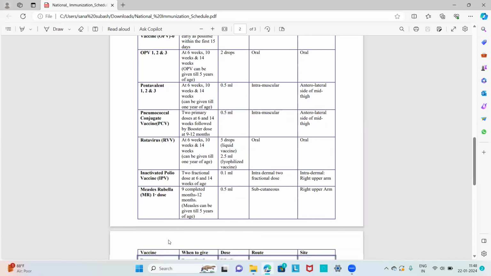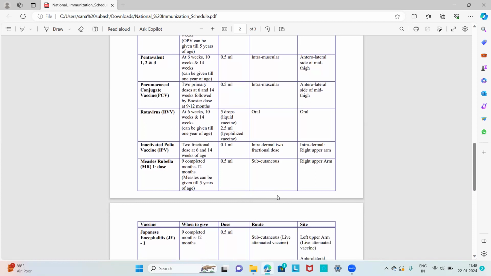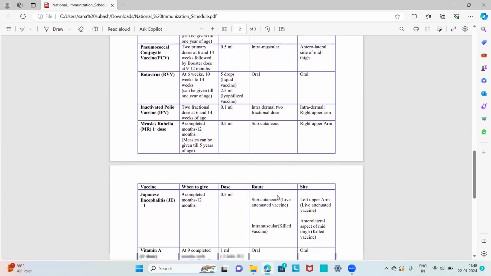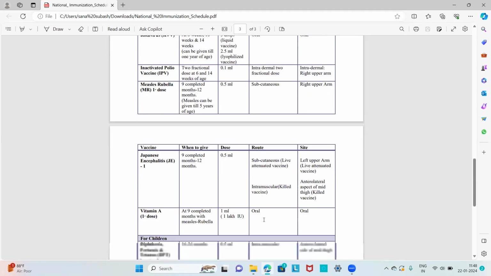Intradermal, right upper arm. Then the MR dose: at 9 completed months to 12 months we have to give the MR first dose, and measles can be given till 5 years of age. It is 0.5 ml subcutaneous. The subcutaneous route vaccines at 9 to 12 months are the measles rubella vaccine and Japanese encephalitis. Measles rubella is given on the right upper arm, and Japanese encephalitis on the left upper arm, also the anterolateral aspect of the mid thigh if given intramuscularly.